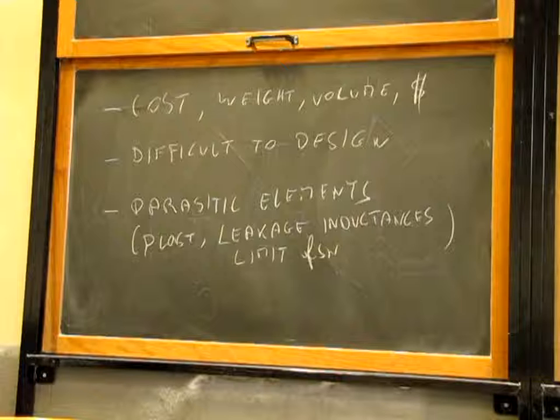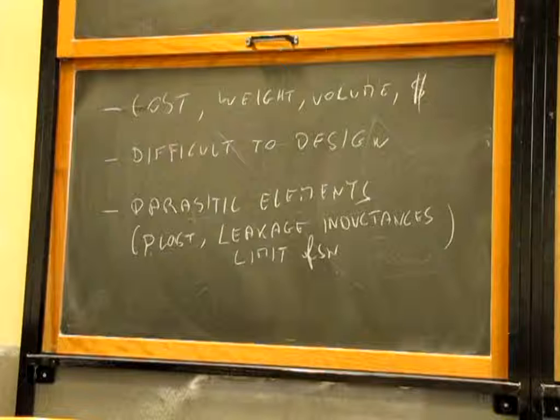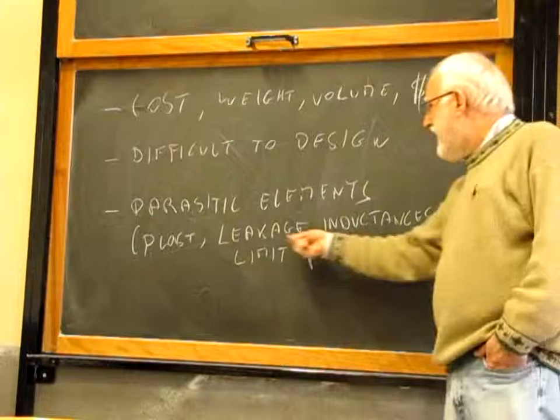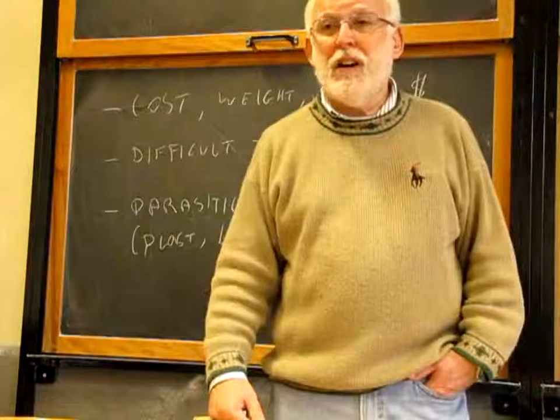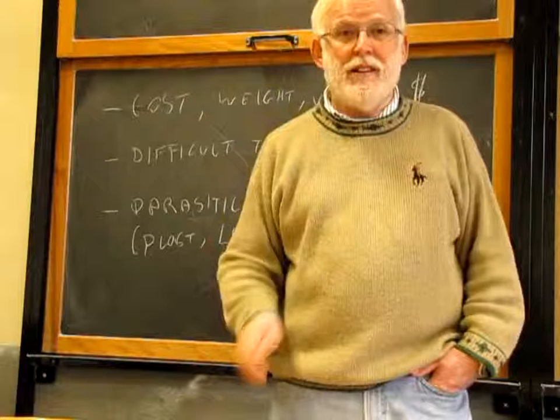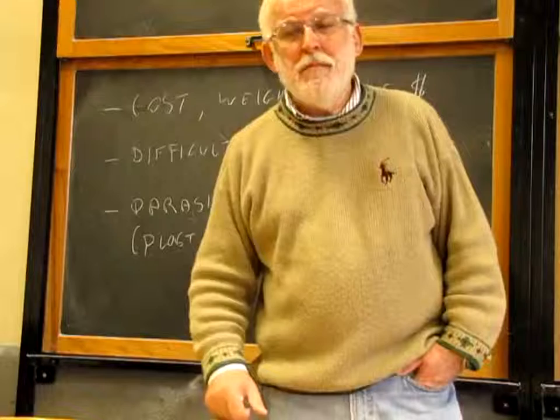If you use a transformer, that means if you use one of those topologies, buck plus a transformer, your frequency is limited by leakage inductances in the transformer, and it's very hard to go above a few hundred kilohertz. For example, for 1 kilowatt, 100 kilohertz is the limit, more or less, something like that. Because these leakage inductances will kill you. We will see in a moment what they are.